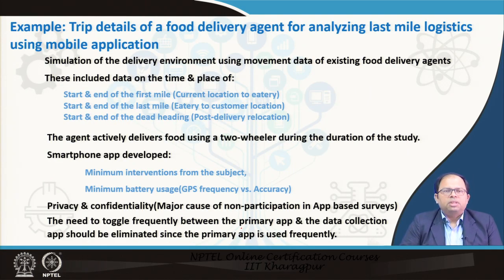So this is one of the examples that we can discuss, for example, trip details of a food delivery agent for analyzing last mile logistics using a mobile application. We know that different companies deliver food to an individual's doorstep when he gives the order through his smartphone mobile application. Last mile logistics refers to the connectivity at the last mile, and the way this connection is achieved, like how a particular delivery agent is given a particular order to fulfill, how long he is traveling, and how long he is taking to come back.